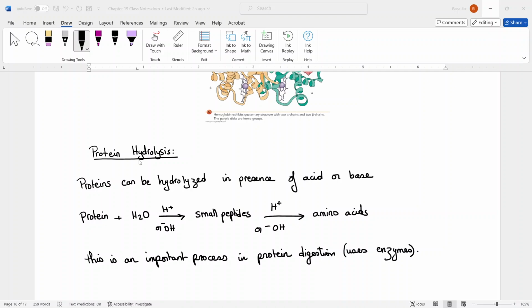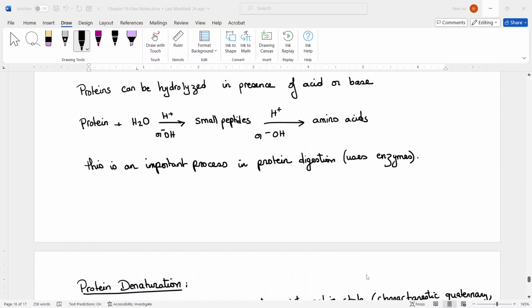Hydrolysis of the proteins is the protein digestion, and it happens in presence of an acid or a base, where simply a protein reacts with water in presence of an acidic or basic medium, and it breaks down into smaller peptides. In presence of an additional acidic or basic medium, it breaks into amino acids. This is an important process in protein digestion, and it uses enzymes.